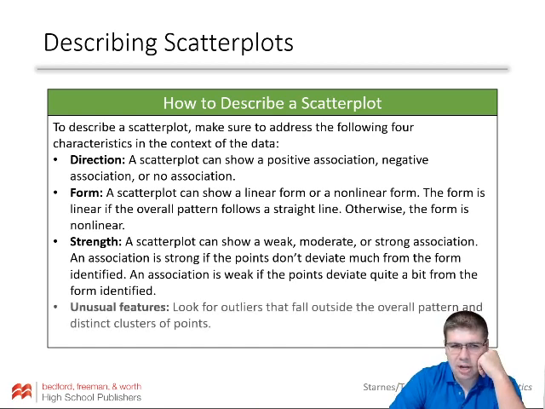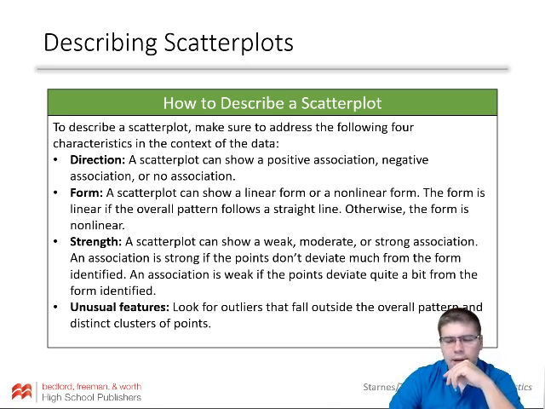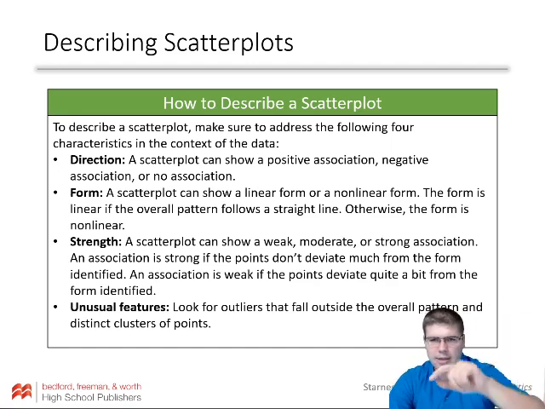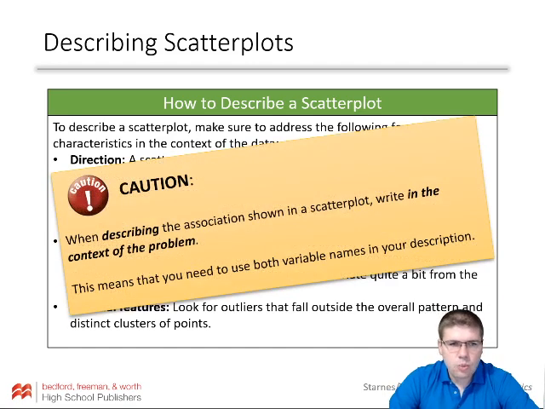And the last thing, kind of similar to outliers, are there any unusual features? Are there any outliers? There can be outliers in a scatter plot, and outliers in a scatter plot, we'll get back to this, are a bit different, but the same idea, things that don't follow the pattern. So be cautious when describing the associations shown in a scatter plot. Write it in context of the problems. This means that you need both variable names in your description.